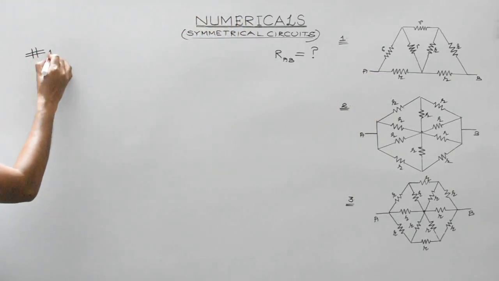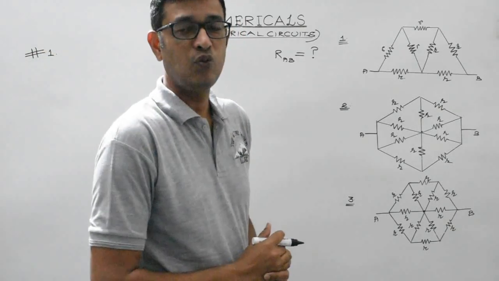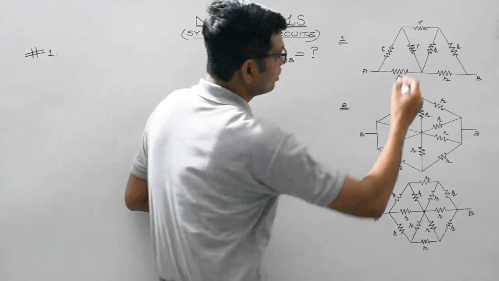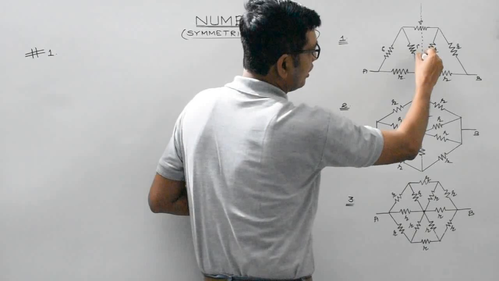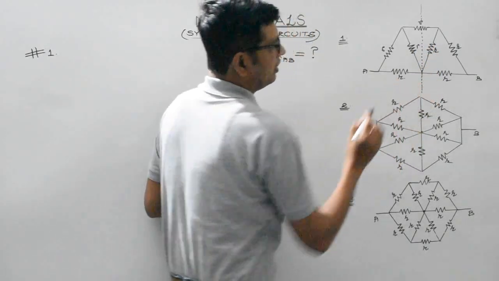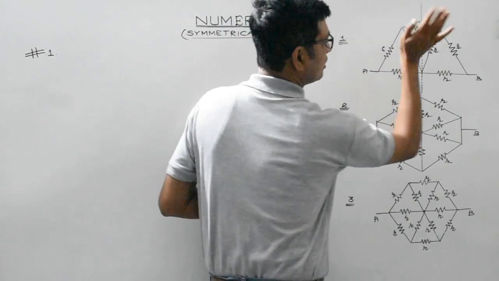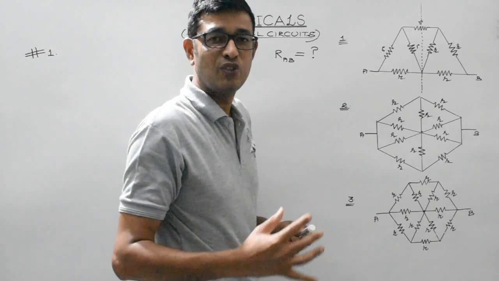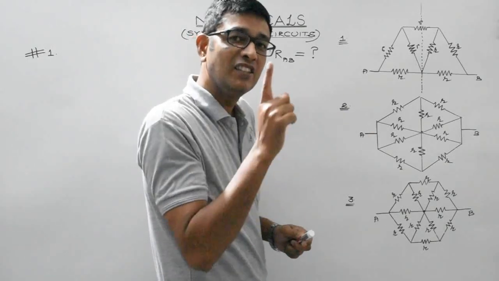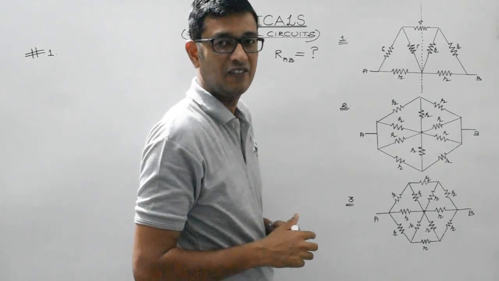So consider the first one. Let's consider the first circuit. It is a symmetry circuit. Why is it called so? It is because if you draw an imaginary line over here, we can easily say that this part is the mirror image of this part, isn't it, students? So that is the reason why it is known as a symmetry circuit, or rather symmetrical circuit, right?